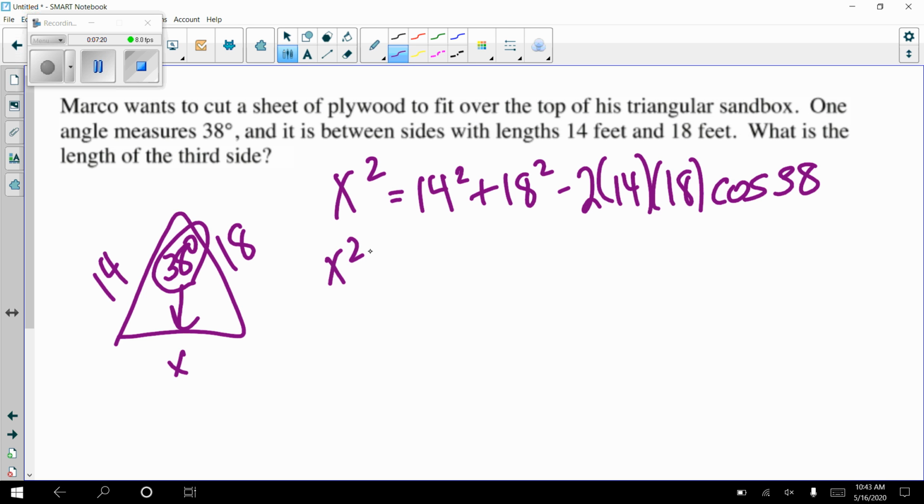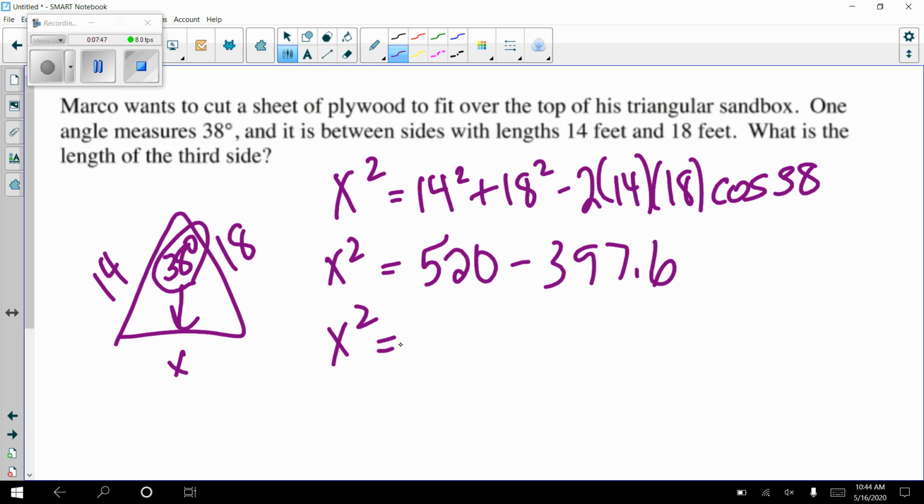Remember, we're going to try to do this in chunks. Otherwise, we might mess up. So I'm going to first do 14 squared plus 18 squared. And that should be 520. Okay, so then I'm going to do 2 times 14 times 18 times the cosine of 38. That should be 397.6. Okay, so now I can subtract those. 520 minus 397. Okay, that's 122.4. Square root.